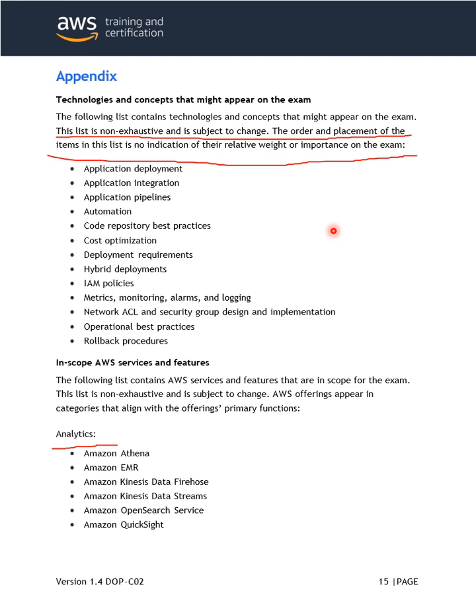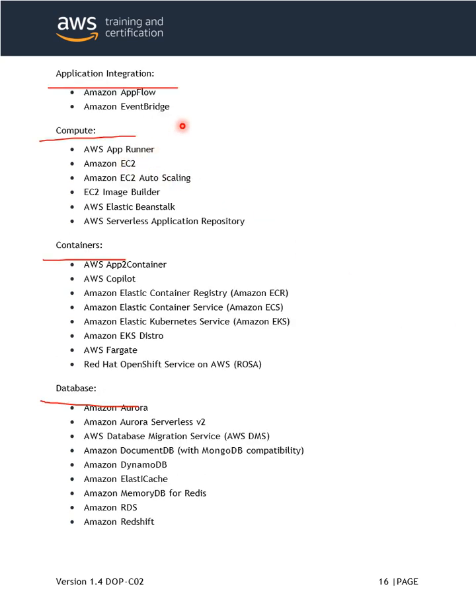There are other concepts which might also appear on the exam, which are here: application deployment, integration, pipelines, automation, optimization, deployment requirements, hybrid deployment, IAM policies, NACLs, operational best practices, analytics: Athena, EMR, Data Firehose, Data Streams, OpenSearch, QuickSight, AppFlow, EventBridge, App Runner, EC2 auto scaling, Image Builder, containers, App2Container, Copilot, ECR, ECS, EKS, Fargate, Aurora, serverless, DMS, DynamoDB, ElastiCache, MemoryDB for Redis, RDS, Redshift.